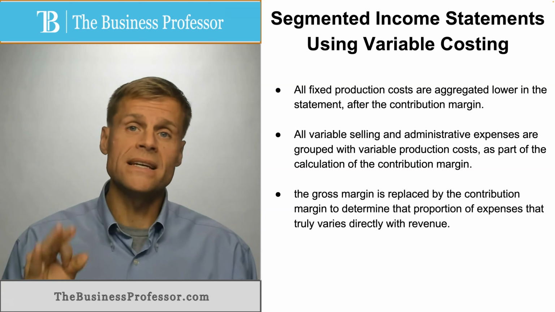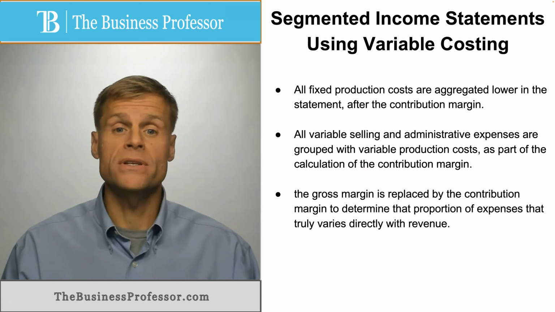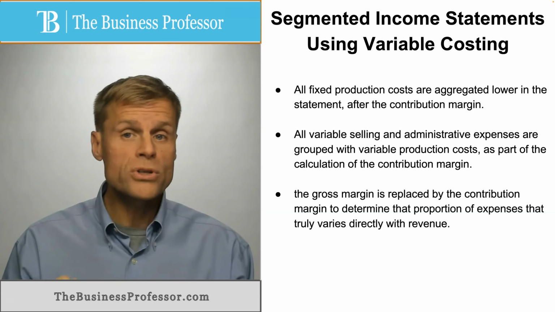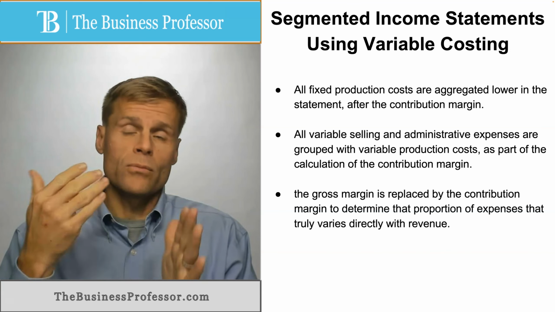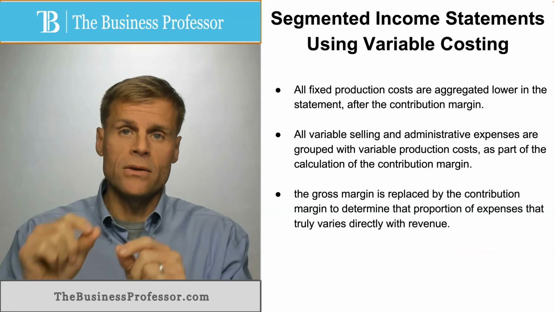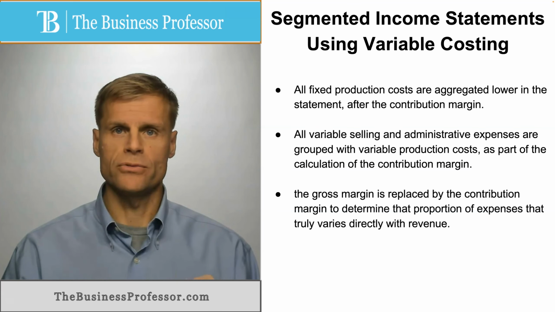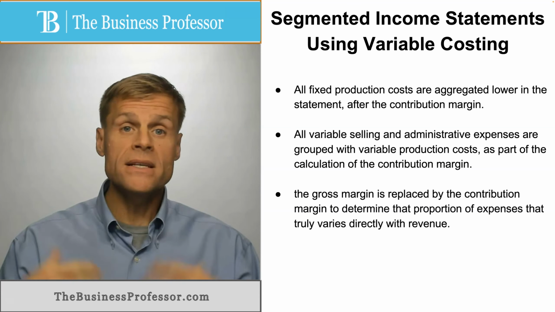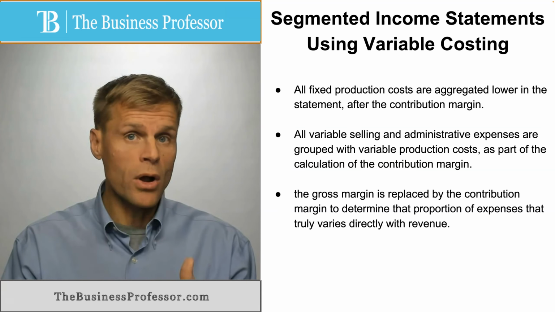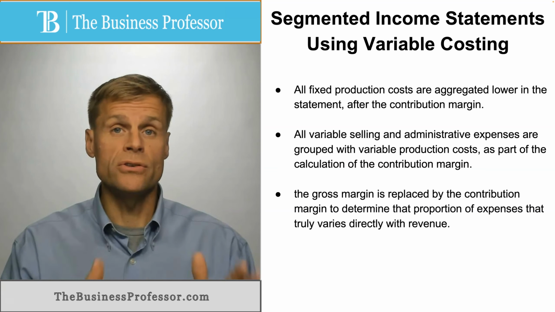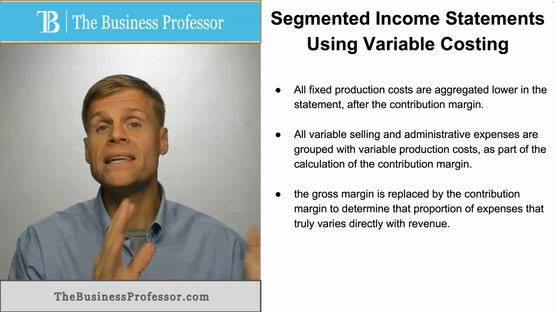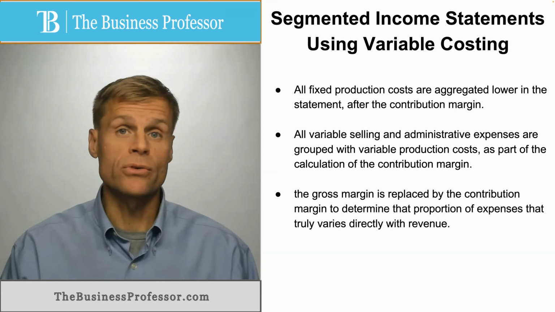and the gross margin is replaced by the contribution margin so that you can determine the proportion of expenses that really varies directly with revenue as revenue changes. So anyway, this is the approach to variable costing to create the segmented income statement, why it's useful, and how it differs from the traditional income statement.